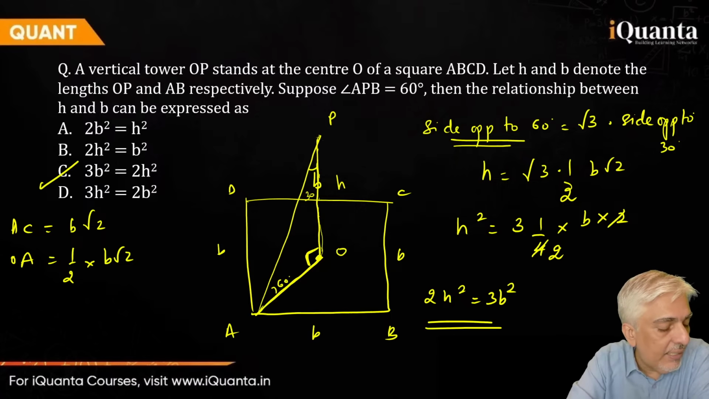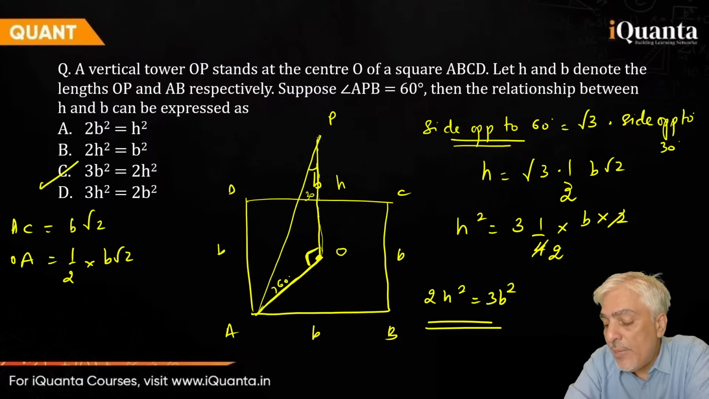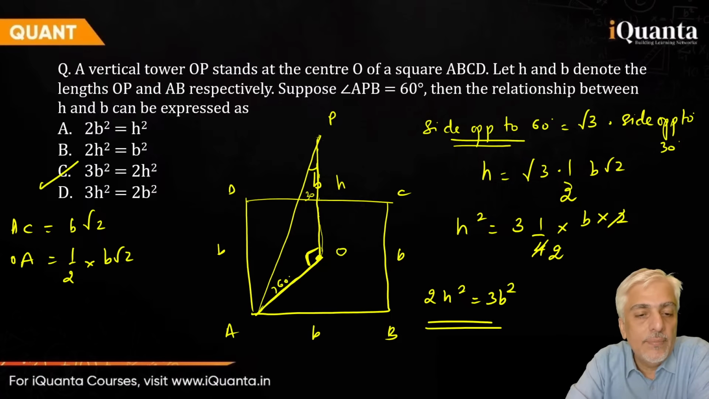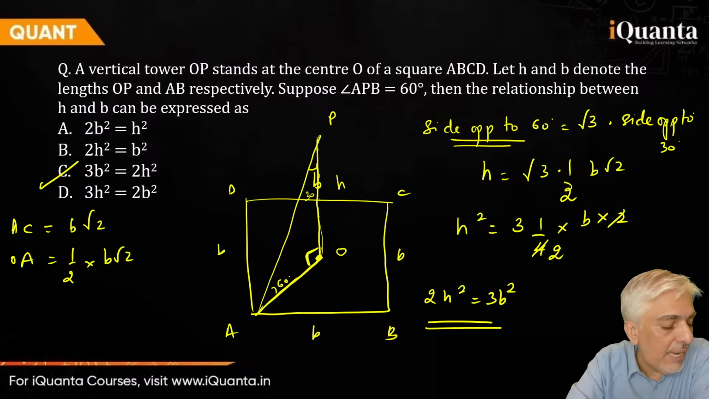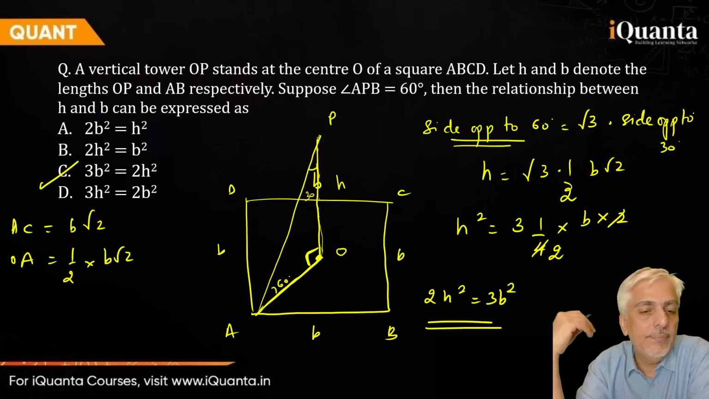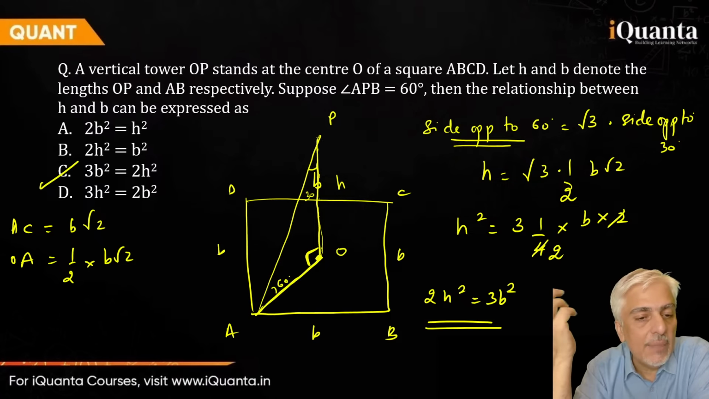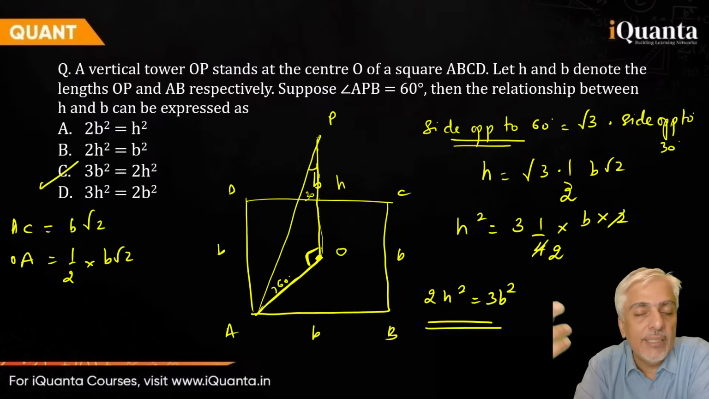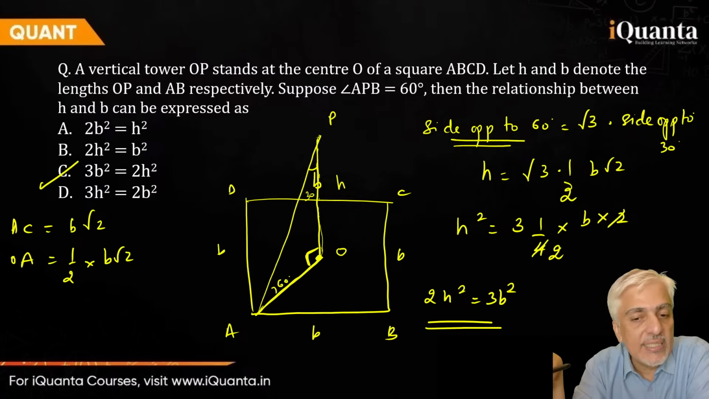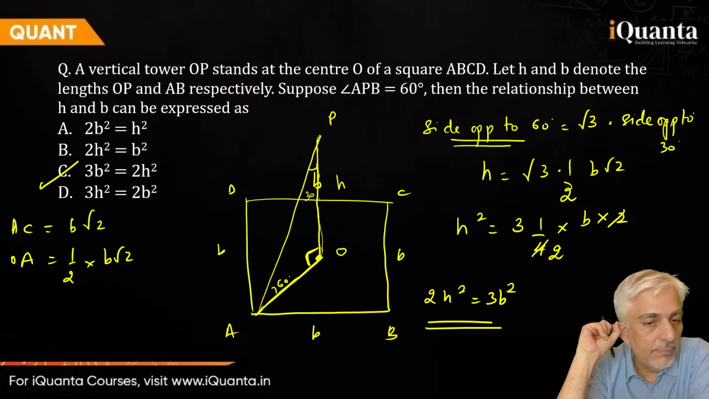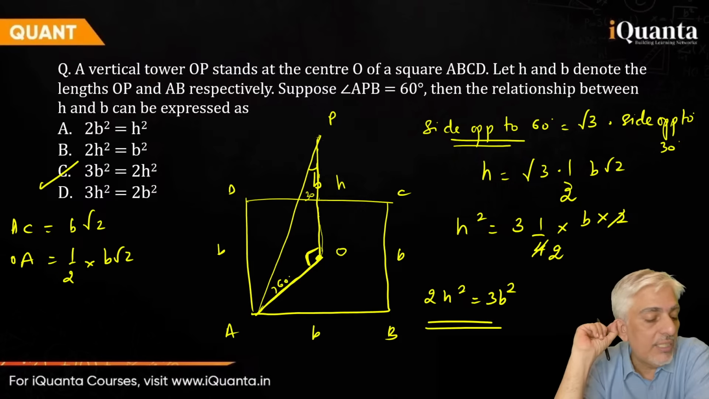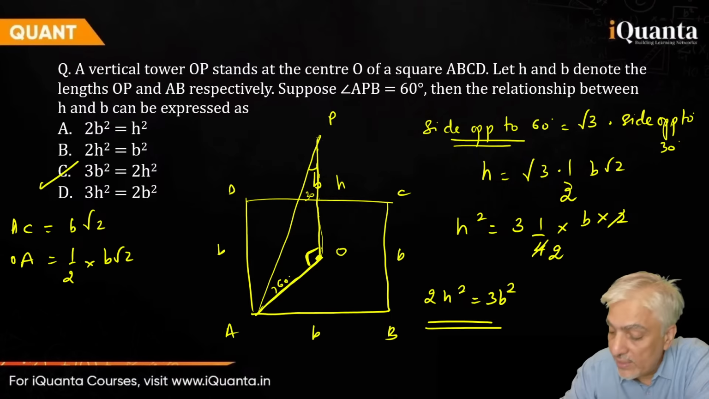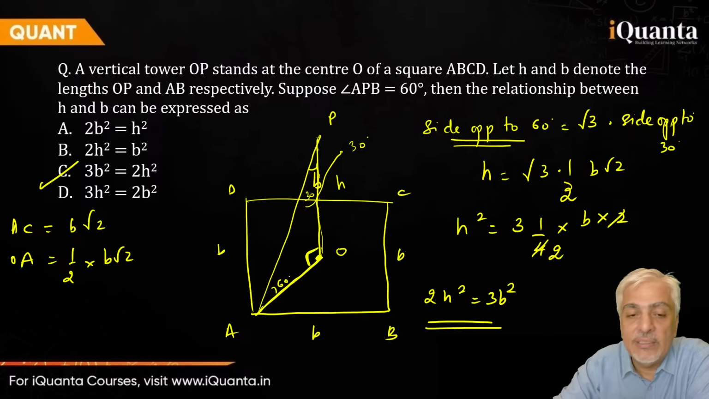I'll repeat: how did we get 30? APB was given as 60, so APO will be half of that. See, the diagram is completely three-dimensional, so you have to imagine a little bit. If APB is 60, APO will become 30 degrees. APO is not 60, APO is 30. This is 30 degrees. This is 60. PAO becomes 60, the third angle.